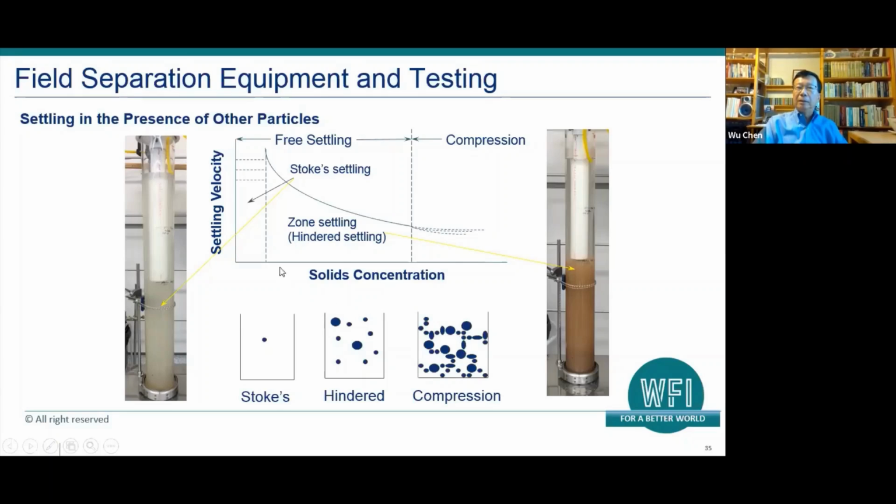So you can see the settling behavior is actually a little bit more complicated than just Stokes settling. Where you have zone settling, the settling rate is a function of concentration. And once you go to the compression zone, the settling rate depends not only on the concentration, but also on the height of the sediment, right? So just bear in mind that when you look at the settling behavior, you need to have all this in mind.